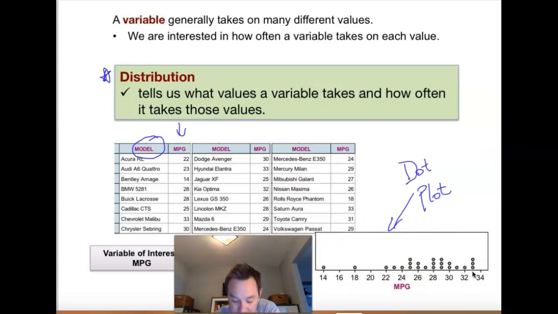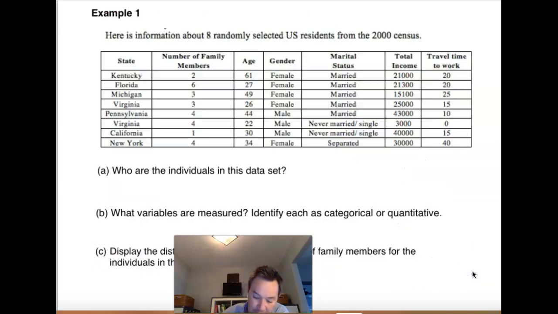So there's a dot plot, and it just gives you a good visual. You can see sort of where the middle is, somewhere in here, right? So that might be a typical gas mileage for a typical car. You can see any outliers. On the low end, we have some kind of car that gets 14 miles per gallon. On the high end, we have these hybrid cars probably that are getting like 33 miles per gallon. And so it's just a visual of the distribution of values. All right. So let's jump into an example.